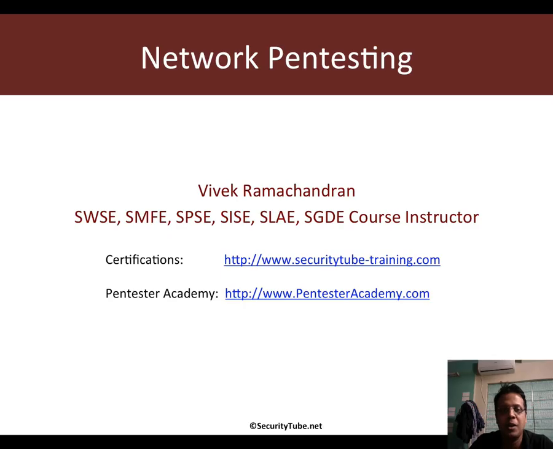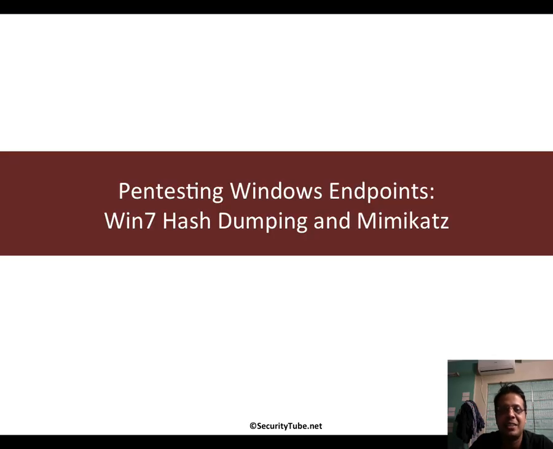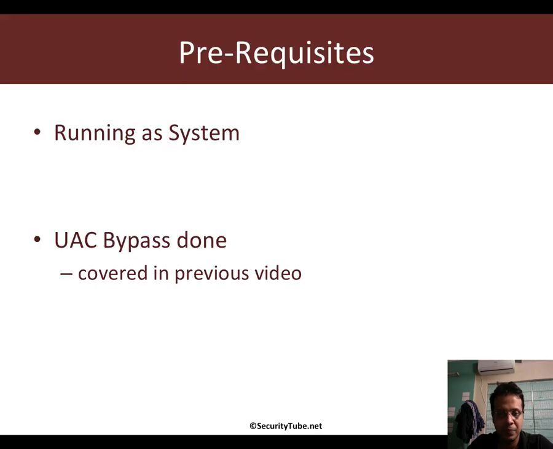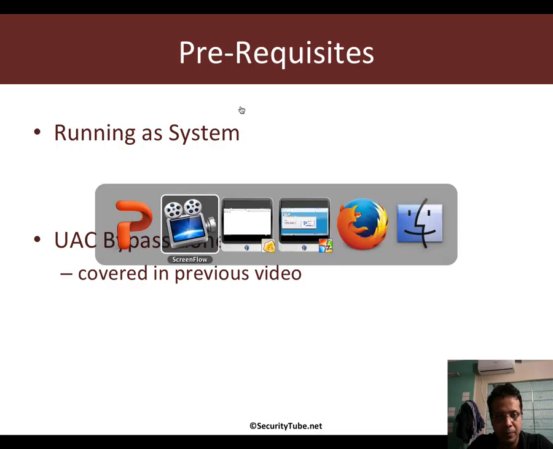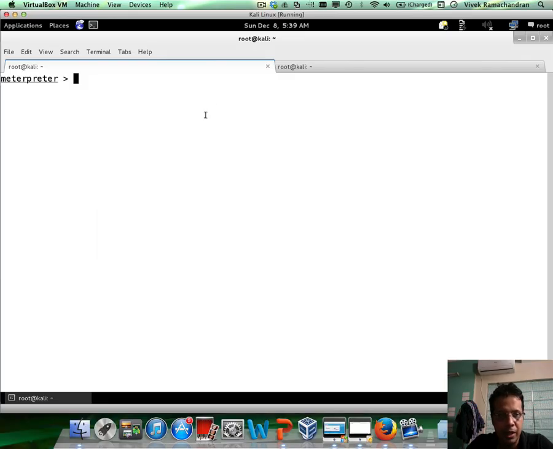Hello all, welcome to the Network Pentesting course at Pentester Academy. Now in this video, we will look at Windows 7 hash dumping and Mimikatz. So the assumption is that you've already done the last video and you have a meterpreter which has been created after the UAC bypass. Now here we are.